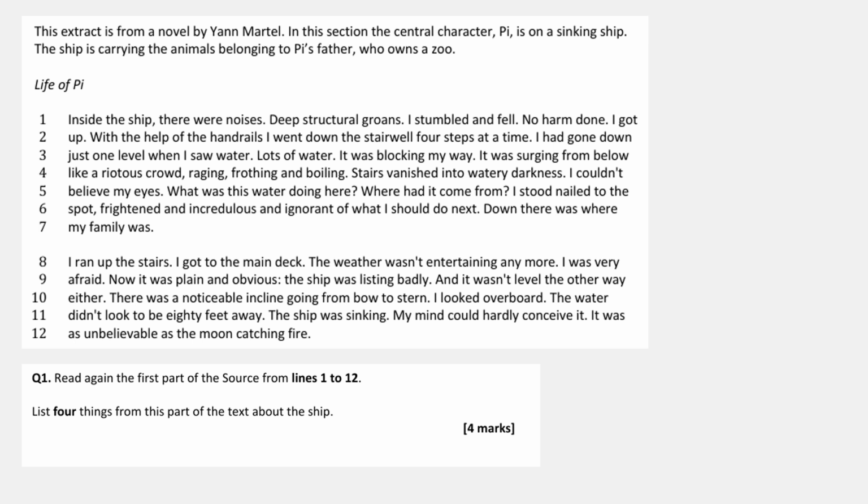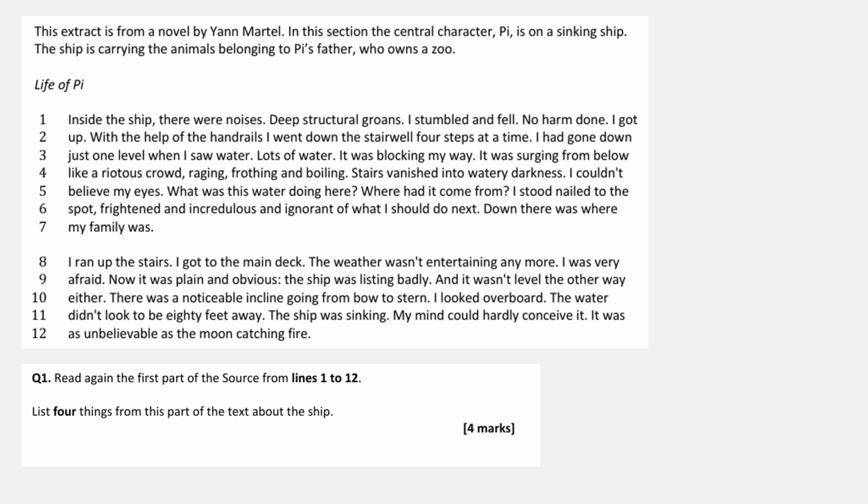You could say the ship is inclined from bow to stern. That would have got you a mark. You see, I was trying to overcomplicate it in my head then. I was going to say the ship is about to sink. I was trying to infer, but actually that's not something that you should try and do in this question. Just keep it simple.